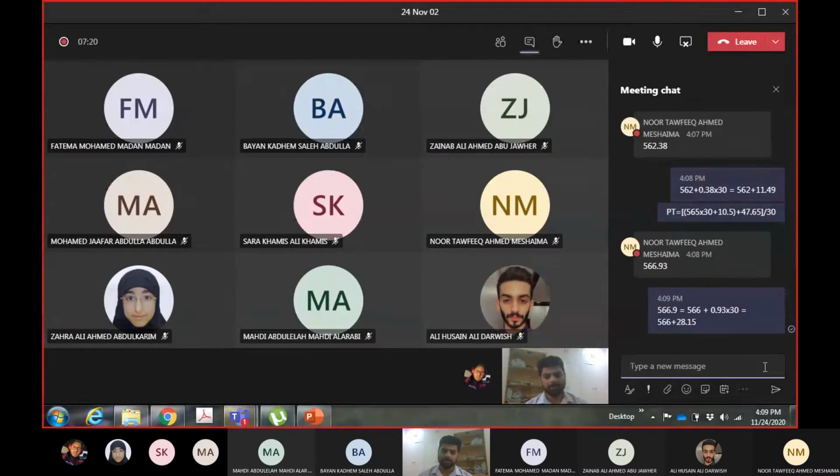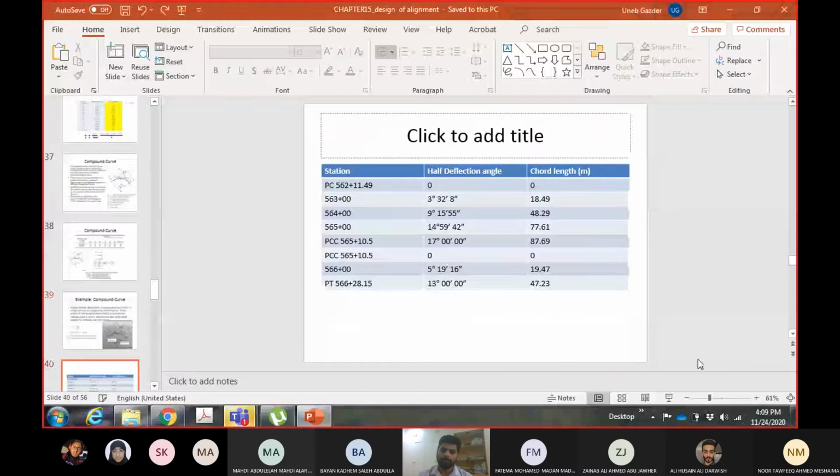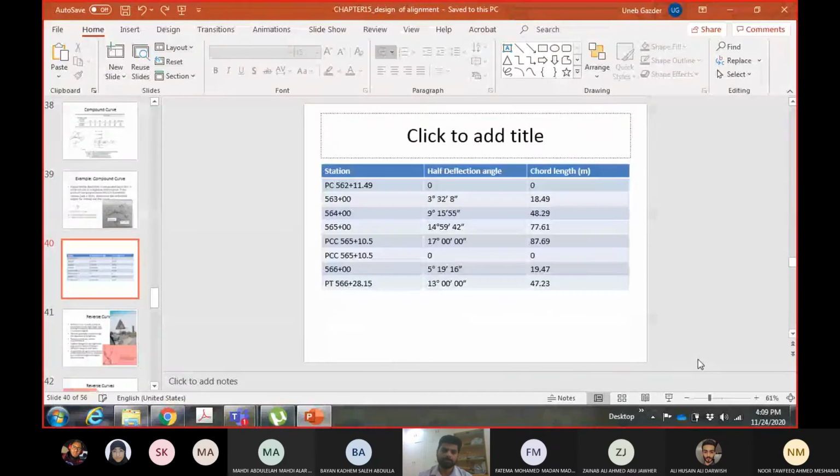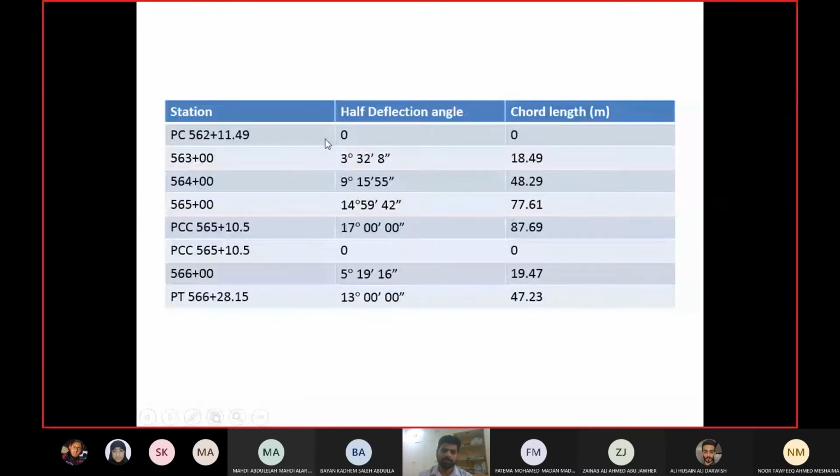Okay, so these are the stations of PC and PT. Now your layout would start. Let me go to the table here. So this is a layout table starting from PC. At PC, the deflection angle is 0 and the chord length is 0.